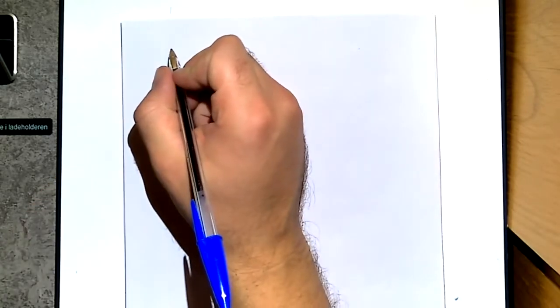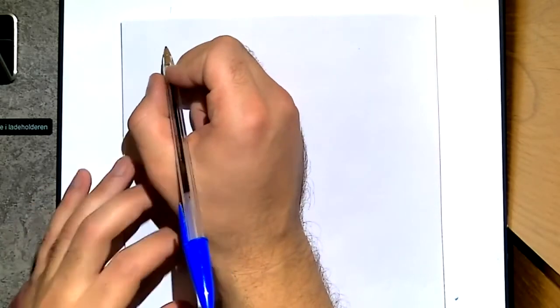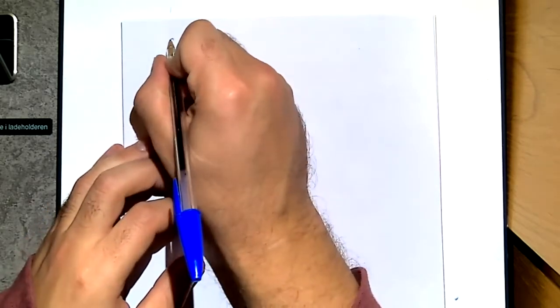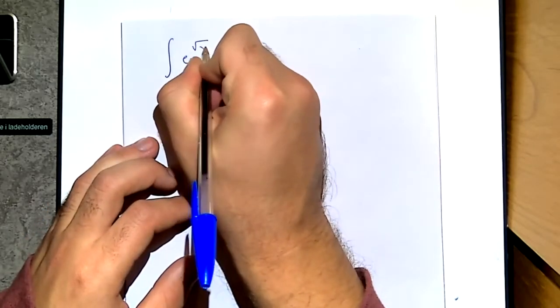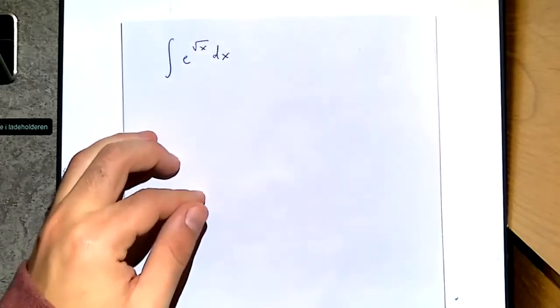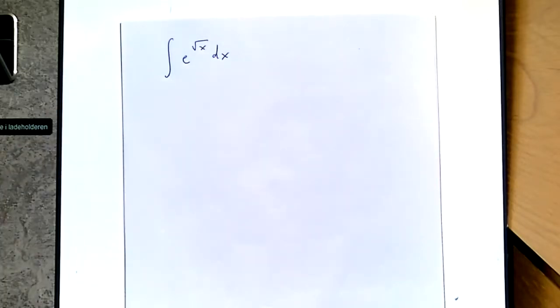The next one is, I think it's like this. It's the integral of e to the square root of x dx. Now, how do you deal with this?